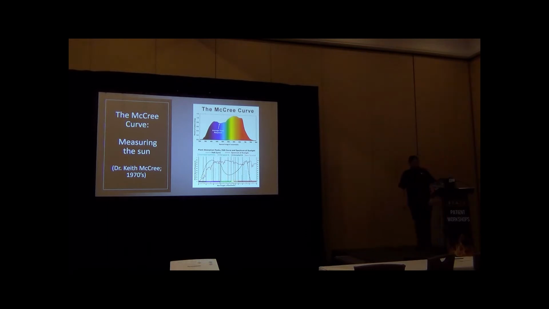So what is light? How do we measure it? And who measured it in the beginning? There's Dr. Keith McCree in the 1970s. He measured the sun's output and the average plant response. And that graph looks a little something like this. At the bottom you can see the chlorophyll receptors and where they react in the PAR curve. This is called the PAR spectrum, and it's essentially the photosynthetic active radiation of light within a spectrum.